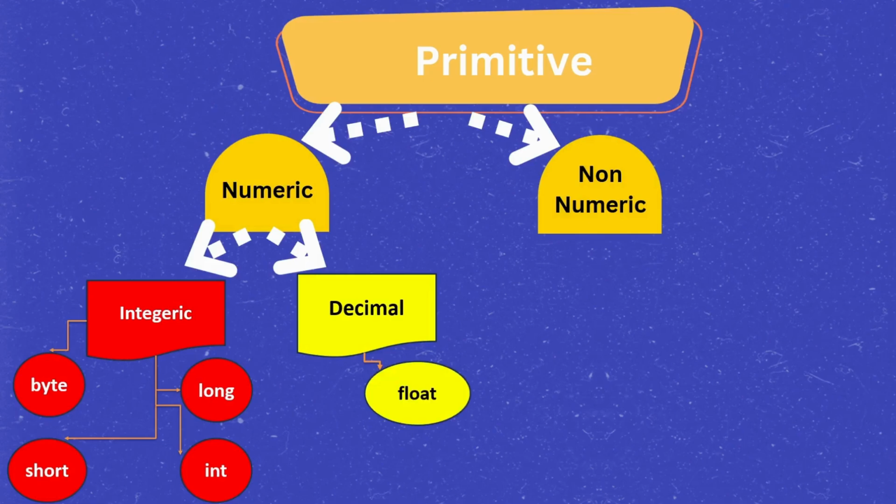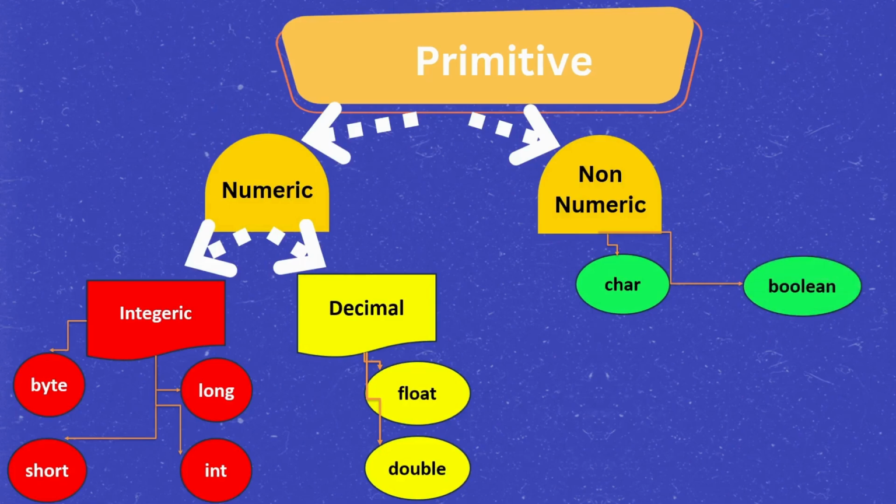Now decimal is divided into 2 subcategories: float and double. Again, it depends on the kind or range of data. On the basis of that, we have 2 kinds of data types in decimal: float and double. Then we have non-numeric, where we can store characters, and the other type in non-numeric is boolean, where we can store true or false.